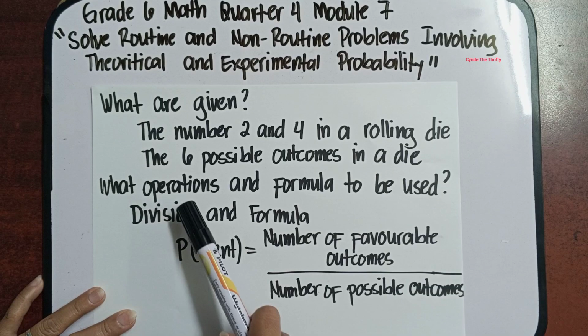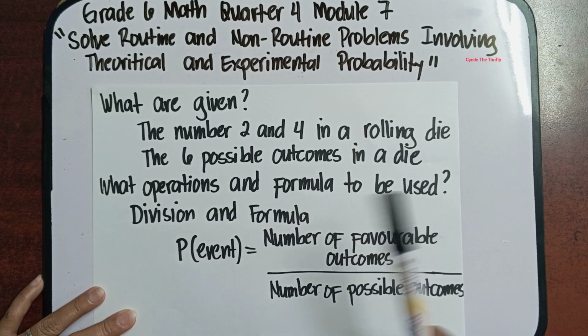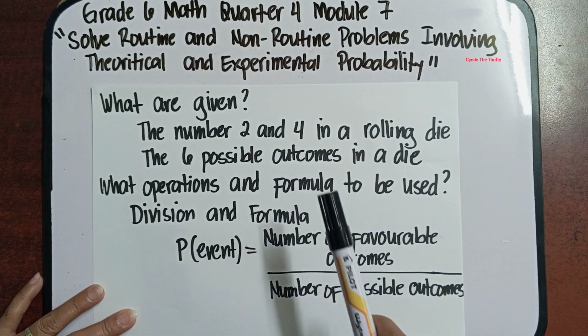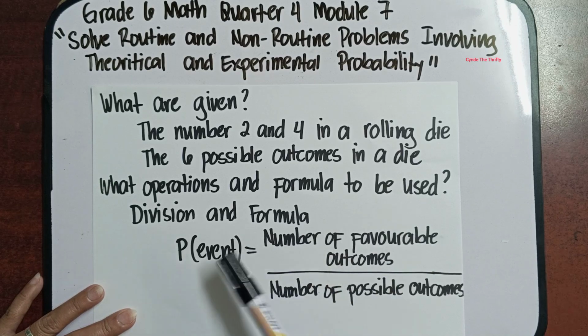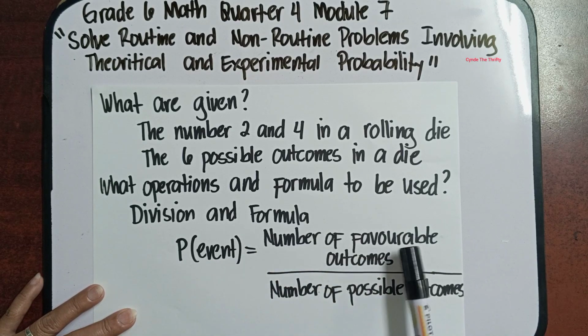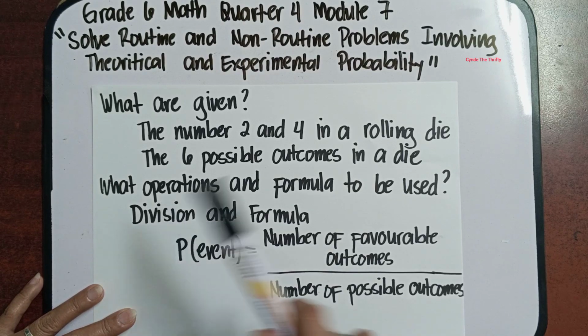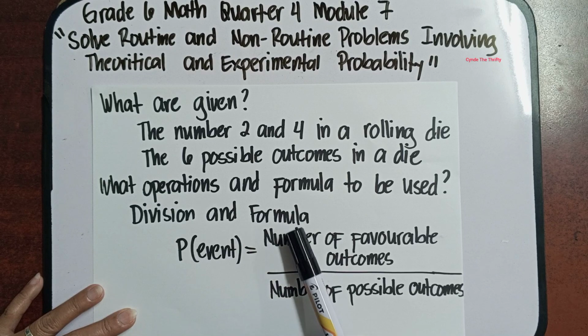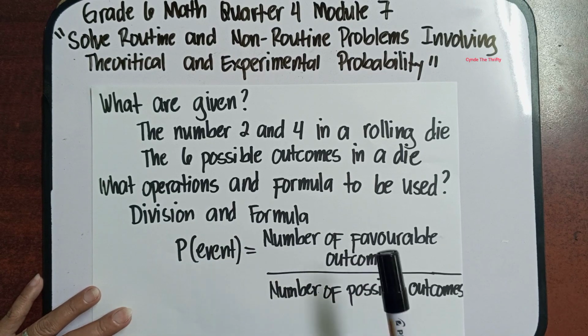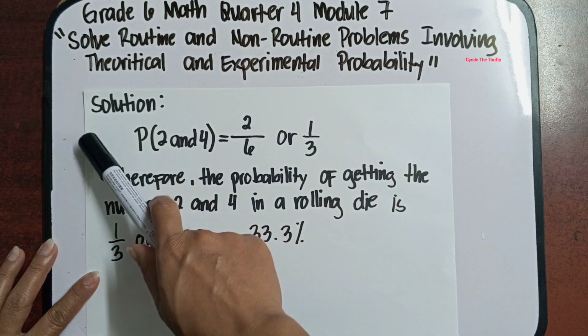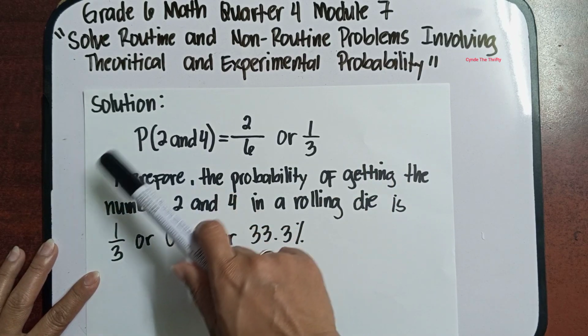Ngayon, what operations and formula to be used? Ano yung operation na gagamitin natin? Of course, ang formula natin sa pagkuha ng theoretical probability is equal to number of favorable outcomes divided by the number of possible outcomes. So, of course, divide siya. Meron tayong division pagkatapos gagamitin natin ang formula. Ito yung operations at formula na gagamitin natin. Dahil tapos na tayo sa given, ngayon naman is i-solve na natin ang ating theoretical probability.